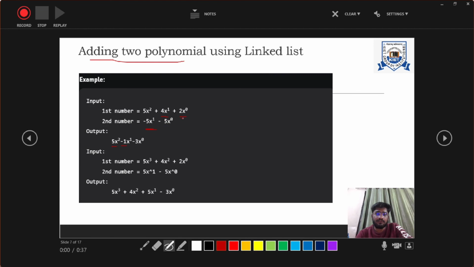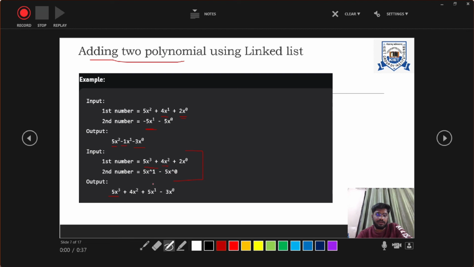And similarly for x to the power 0, 2x minus 5x, the result will be minus 3x square. Now let's take a second example: 5x square, 5x cube plus 4x square plus 2x, and the second number will be 5x to the power 1 minus 5x to the power 0. Similarly, there is no term for the x cube, so it will be written as it is.